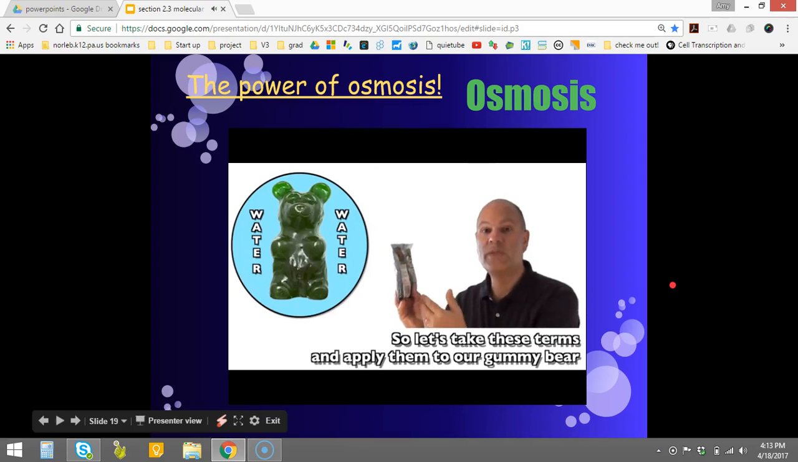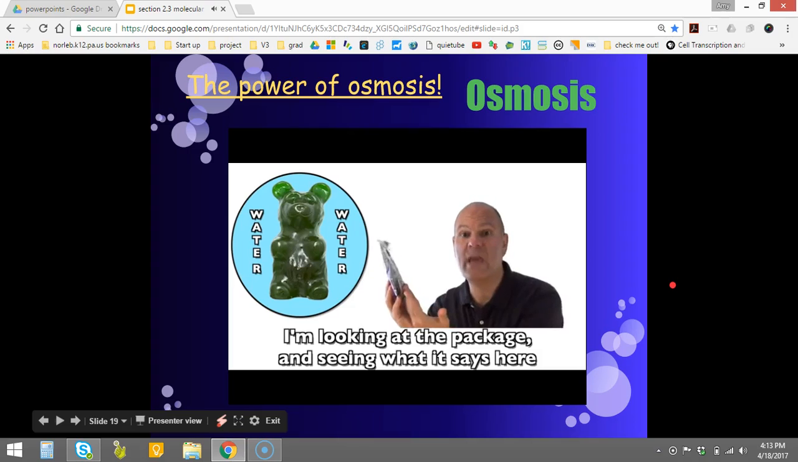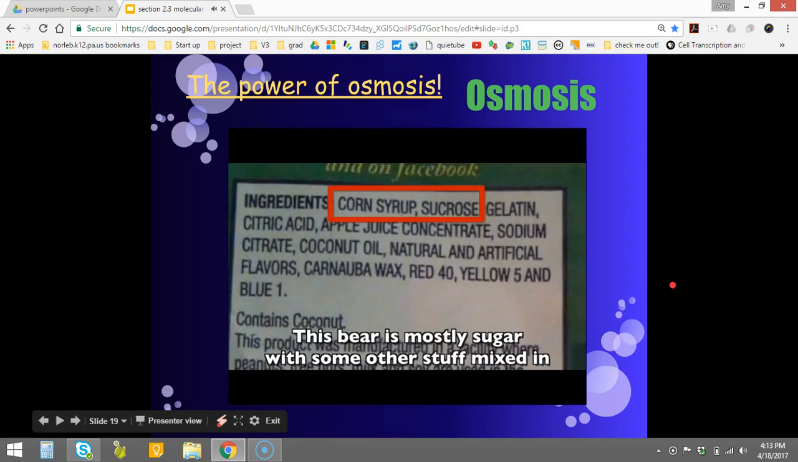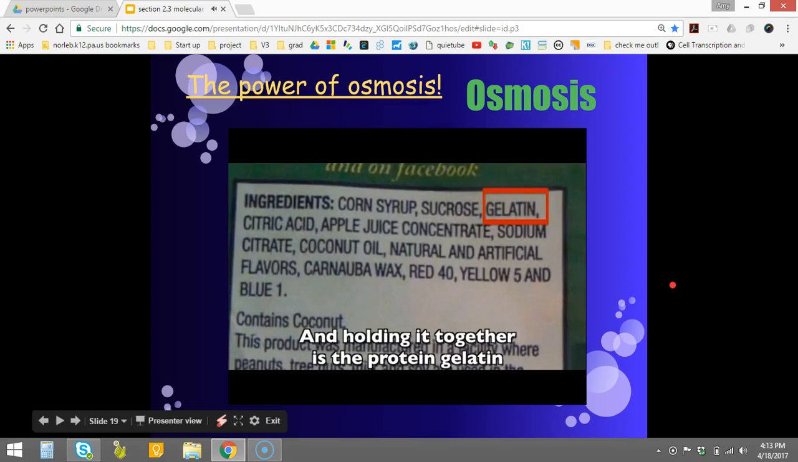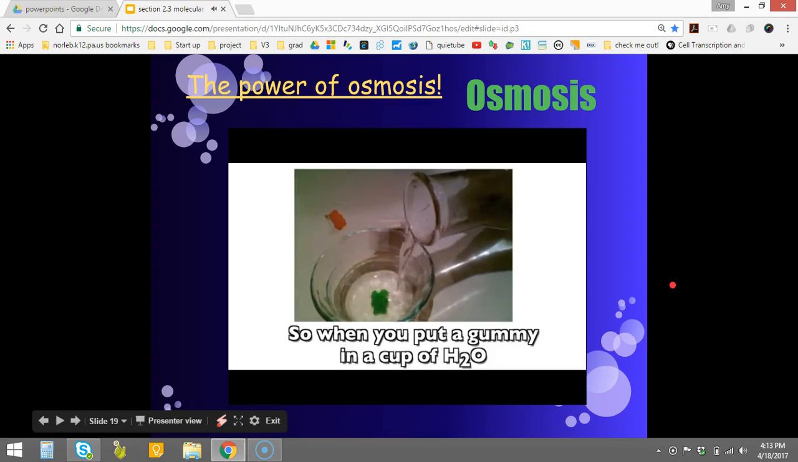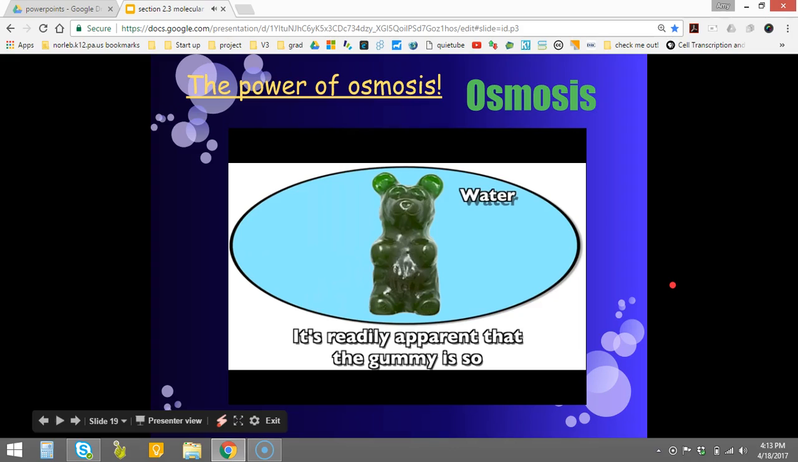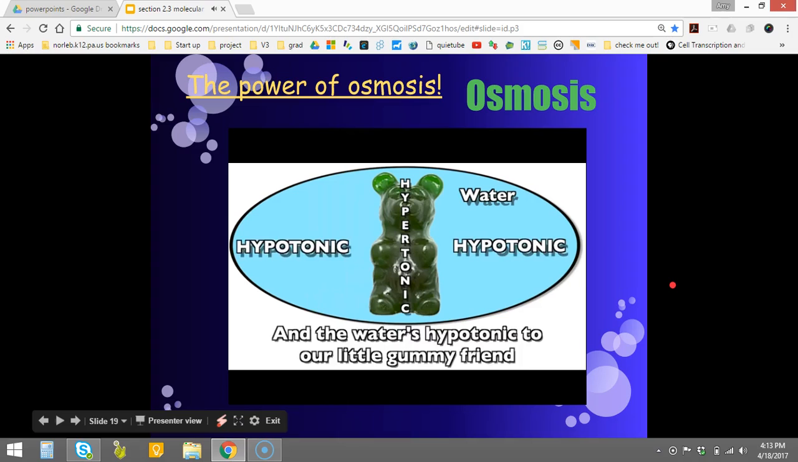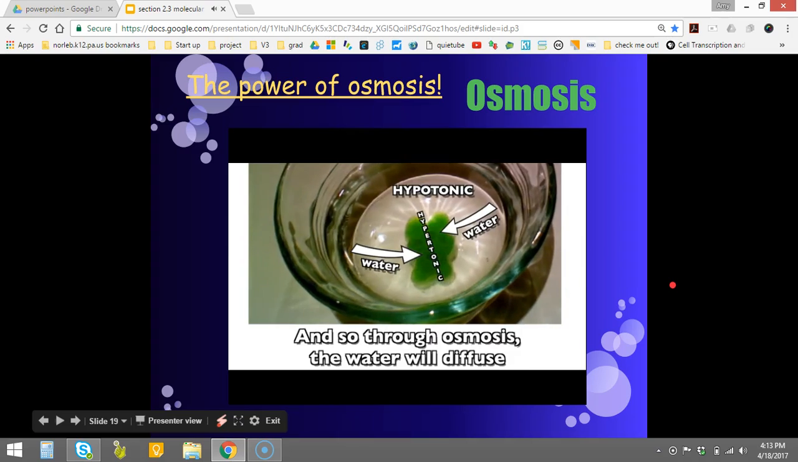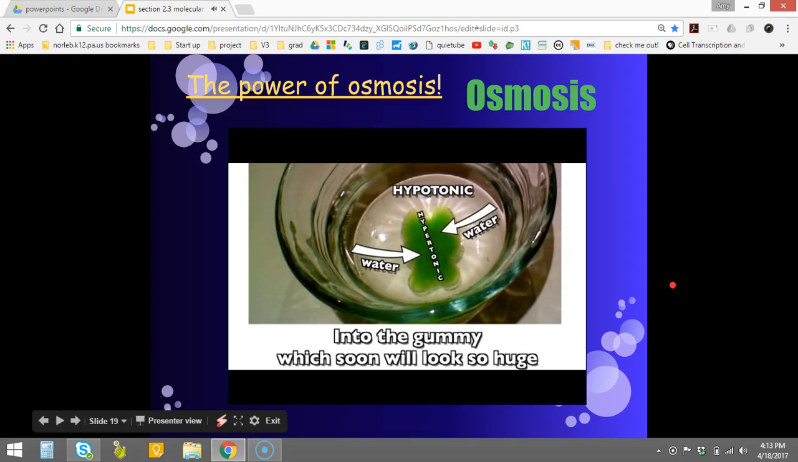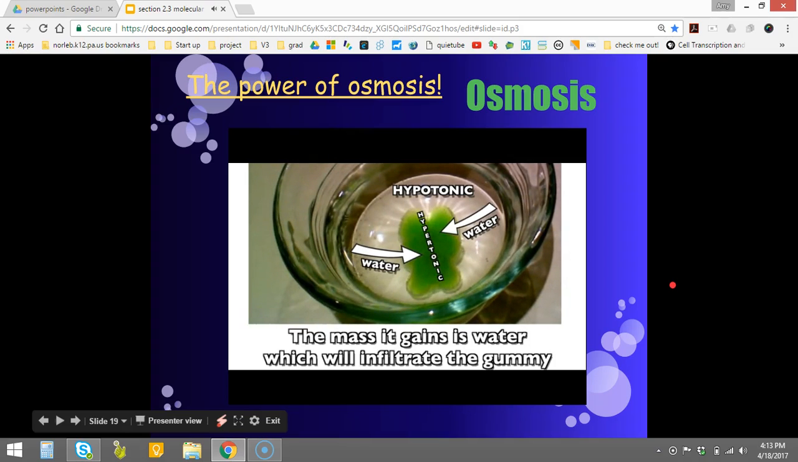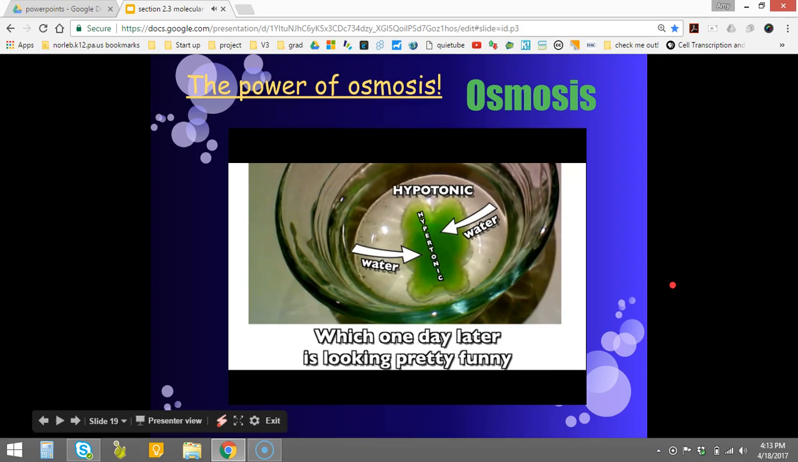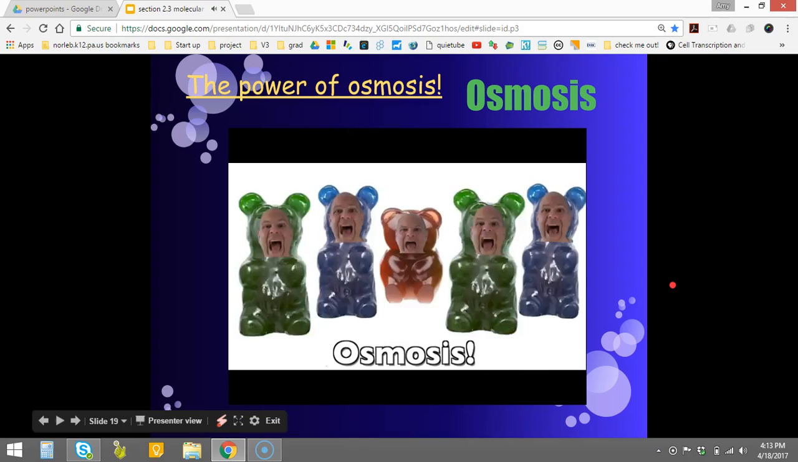So let's take these terms and apply them to our gummy bear. I'm looking at the package and seeing what it says here. Its bear is mostly sugar with some other stuff mixed in, and holding it together is the protein gelatin. So when you put a gummy in a cup of H2O, it's readily apparent that the gummy is so hypertonic to the water that it's in, and the water's hypertonic to our little gummy friend. And so through osmosis, the water will diffuse into the gummy, which soon will look so huge. The mass it gains is water, which will infiltrate the gummy, which one day later is looking pretty funny.